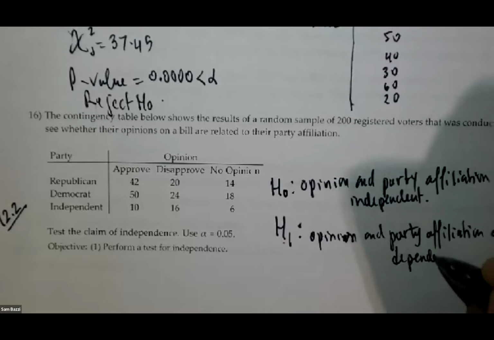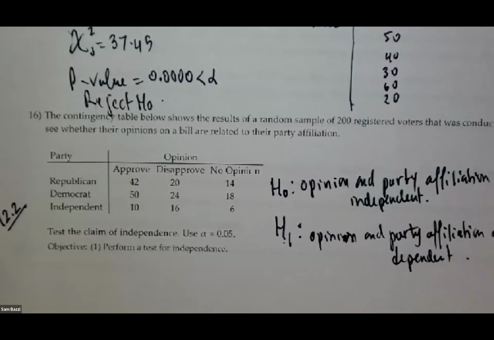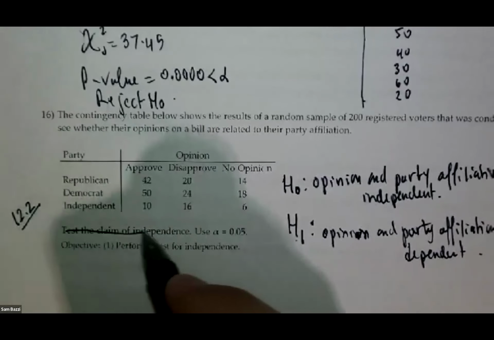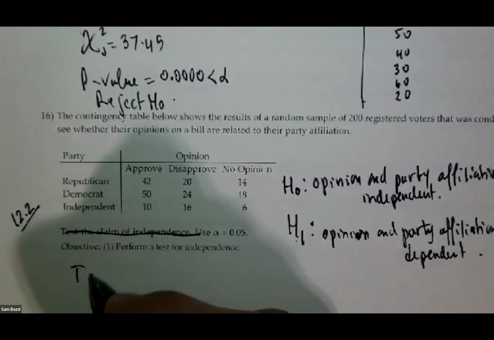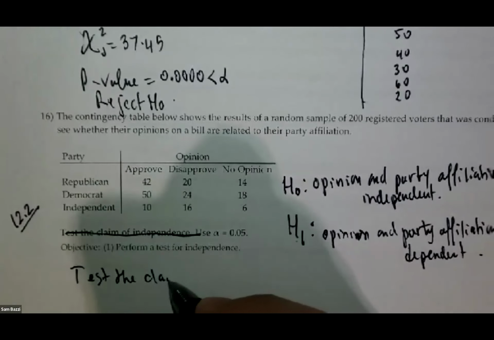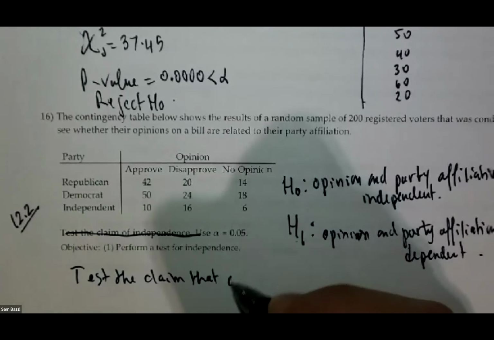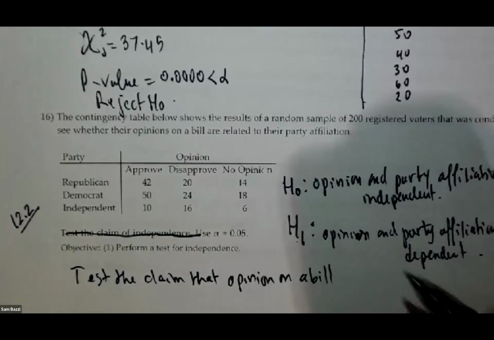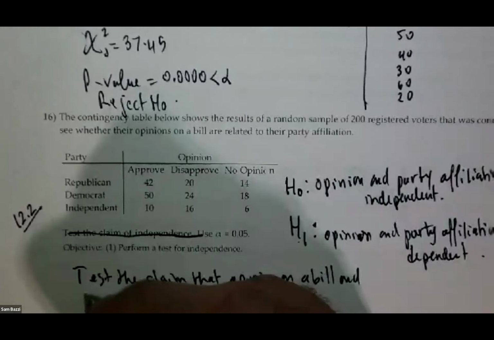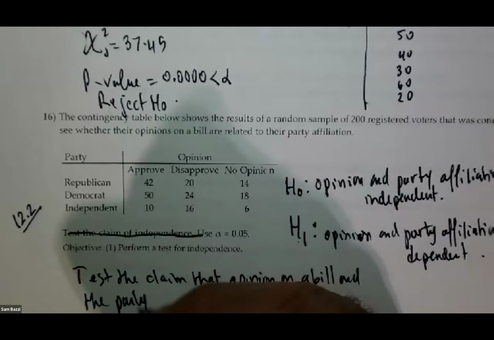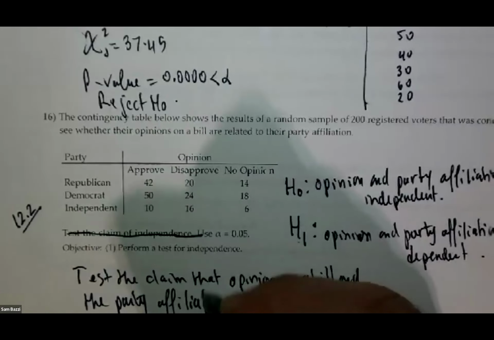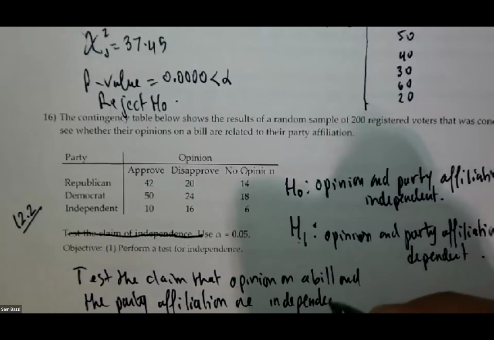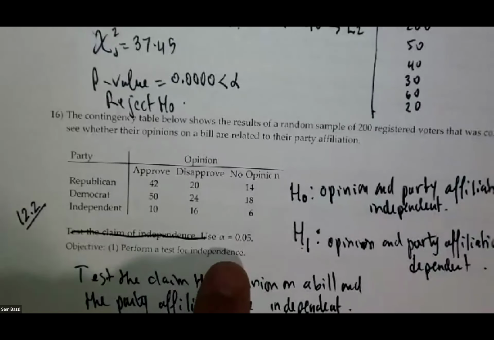I want to just reword the question so it will be clear to you. So I'm just going to put the question here. That's the claim that opinion on a bill and the party affiliation are independent. And use alpha equals 0.05.